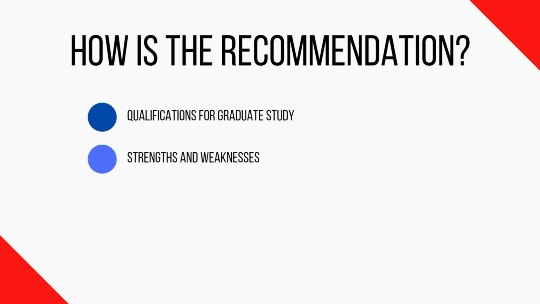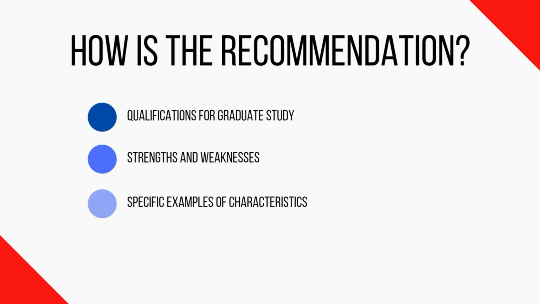Then the strengths and weaknesses, right? So what happens is, generally recommenders will only write strengths. Some universities will explicitly ask the recommender to also state weaknesses, right? So the letter is a little bit more rounded, containing both strengths and weaknesses. That's probably going to look a little bit better, more authentic, more realistic.